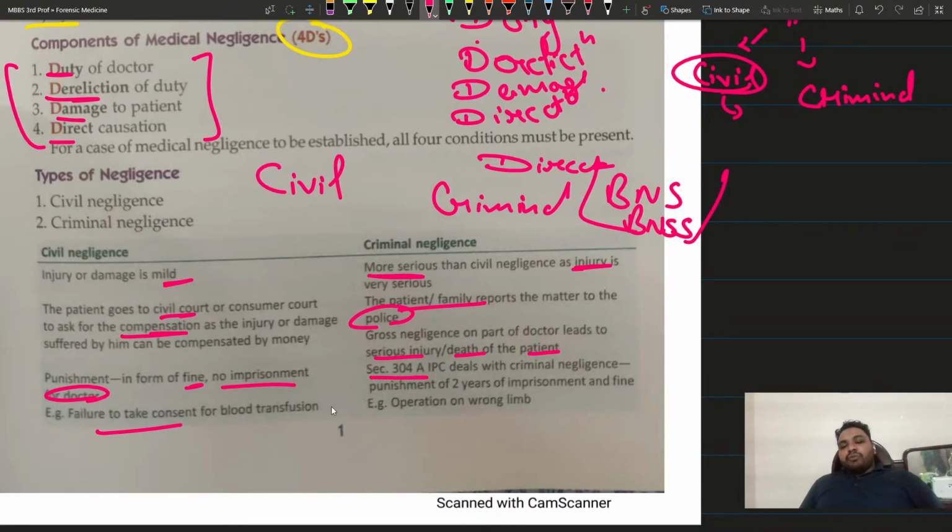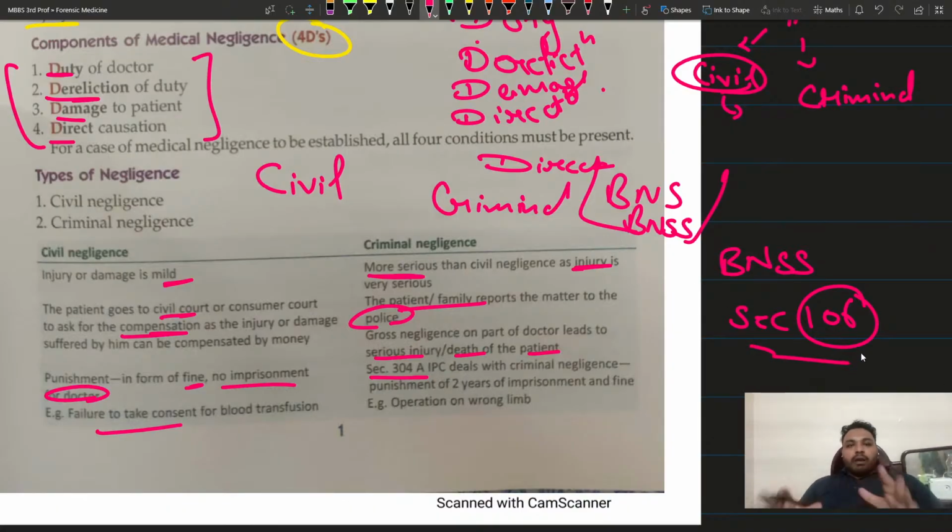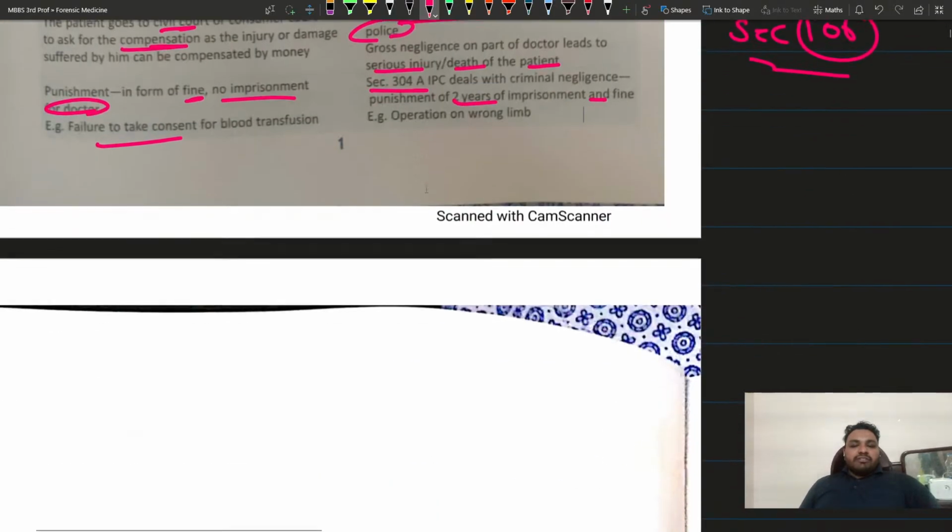Earlier it was section 304A IPC, but now according to BNS, it is section 106. Basically, this carries a punishment of 2 years of imprisonment. I can be wrong, please verify it. If I'm wrong, just drop it in the chat. Punishment due to criminal negligence is 2 years of imprisonment and fine. For example, the doctor was supposed to operate on the left leg but operated on the right. This comes under criminal negligence.